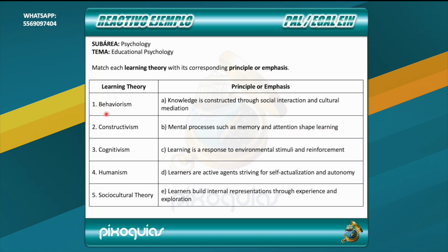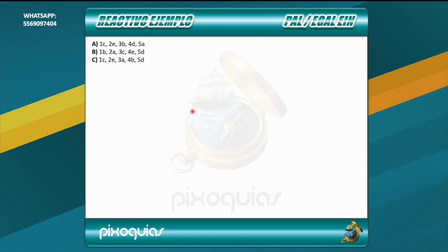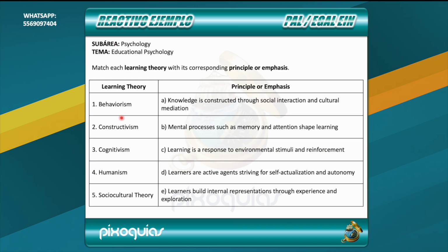So, we have correct answer A. Behaviorism is matched with this principle or emphasis that is knowledge is constructed through social interaction and cultural mediation. Next, we have 2, constructivism with E. Learners build internal representations through experience and exploration. 3, with B. Cognitivism with mental processes such as memory and attention shape learning. 4, humanism with D. Learners are active agents striving for self-actualization and autonomy. And finally 5, social theory with A. Knowledge is constructed through social interaction and cultural mediation.